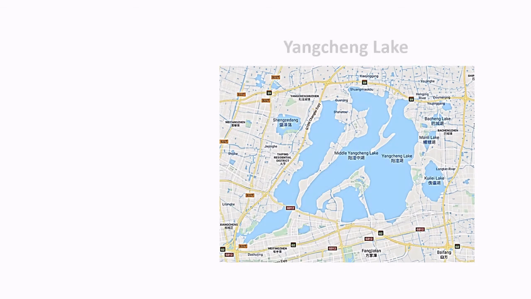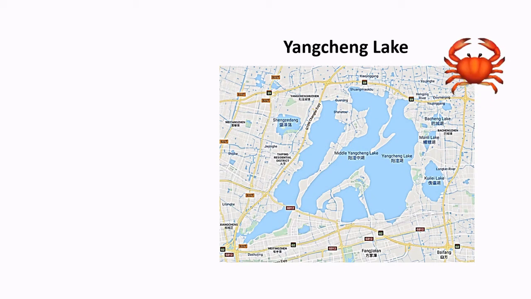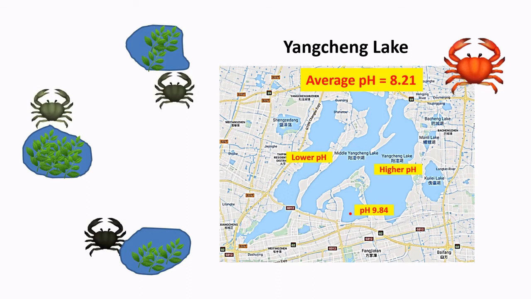Yangcheng Lake in China is well known for its production of Chinese mitten crabs. Yangcheng Lake has an average pH of around 8.21, with generally higher pH at Eastern Lake and lower pH at Western Lake. The water pH at particular sites at Yangcheng Lake was as high as 9.84. It has been believed that the alkaline water in Yangcheng Lake greatly contributed to the flavors and texture of Chinese mitten crabs. However, some aquaculture ponds for Chinese mitten crabs have even higher average pH than that of Yangcheng Lake, resulting in decreased astaxanthin in the crabs.